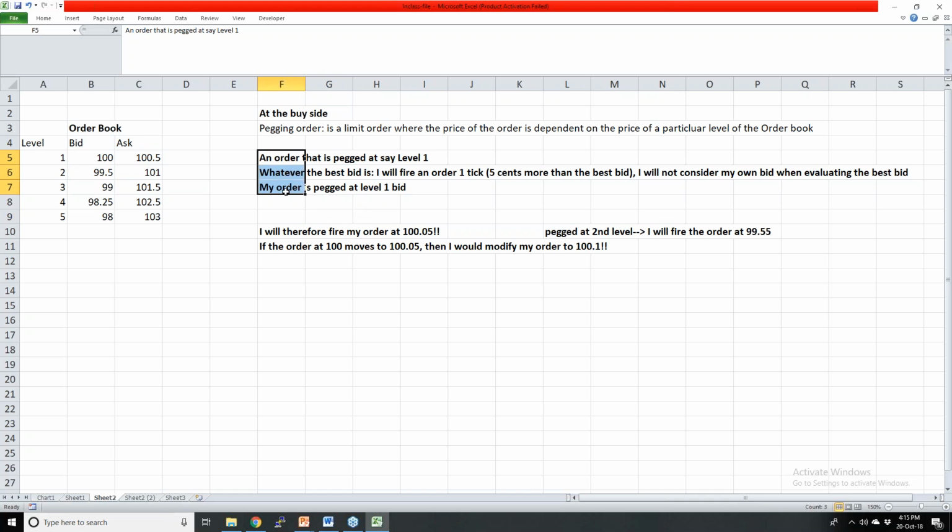Usually people code their own algorithms to fire such pegged orders, right? I do it quite often, and I have my own algorithm to place and modify such orders, right?